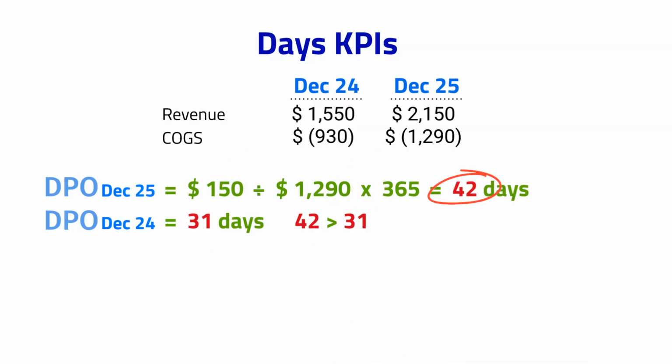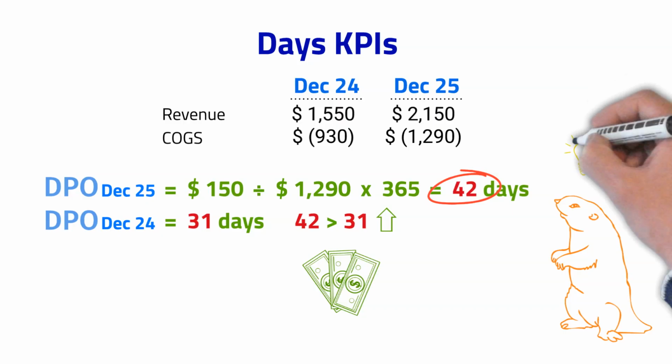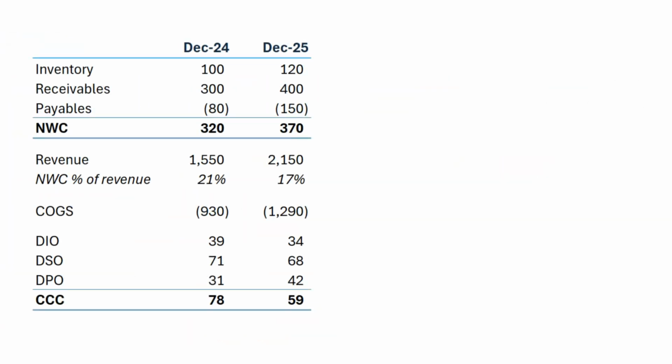DPOs increased very significantly. Is that good or bad? It is good. That means we were able to pay our suppliers later and kept our cash in our business. Let's bring in all the numbers into a summary table. So, in all components, DIO, DSO and DPO, we saw an improvement in December 2025 as compared to December 2024.